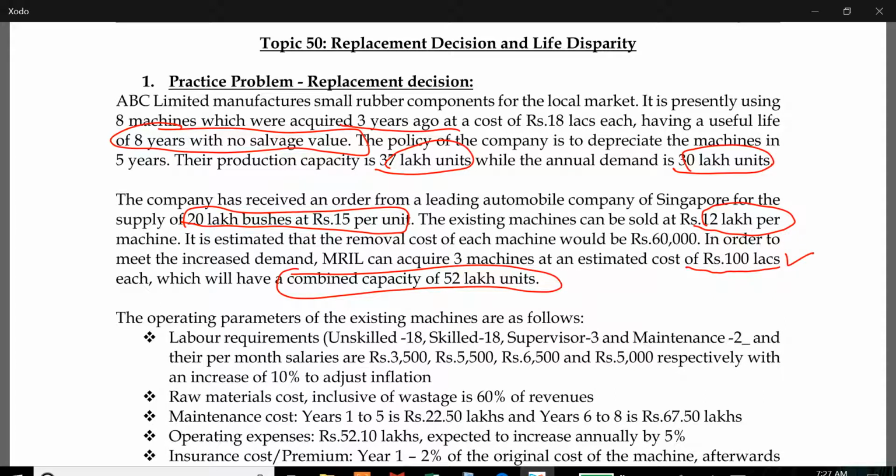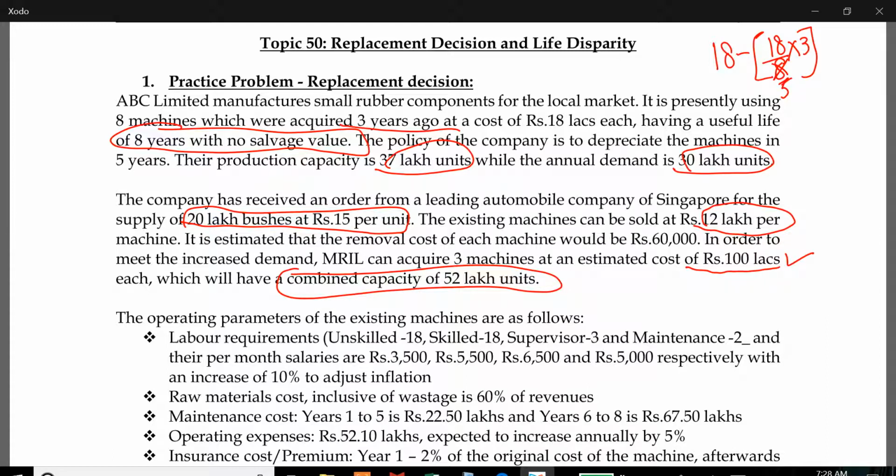But the problem is, the question says the company wants to depreciate it in 5 years, and the last line says it's allowed for tax purpose. So if the problem was silent, the book value would have been 18 minus 18 by 8 into 3. What is 18 by 8 into 3? It is 3 years of depreciation. 18 by 8 is the depreciation for a single year, into 3 years. Now I will do the same thing, but it is divided by 5: 18 by 5 into 3.